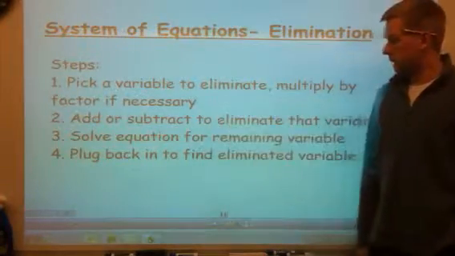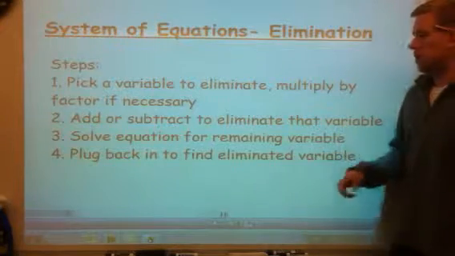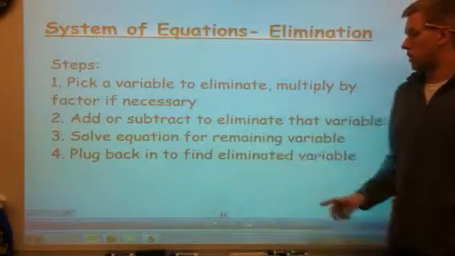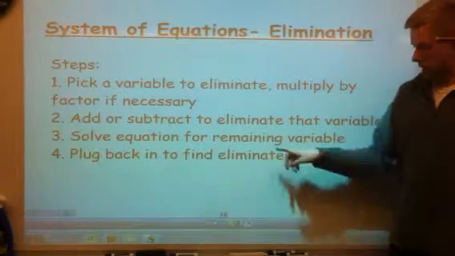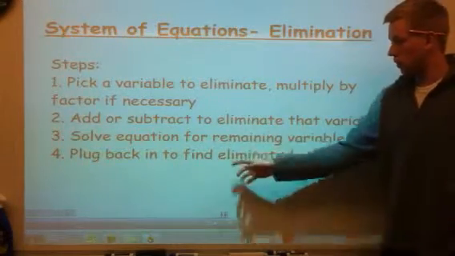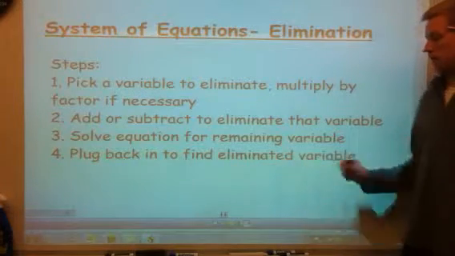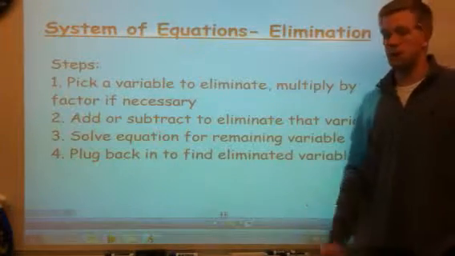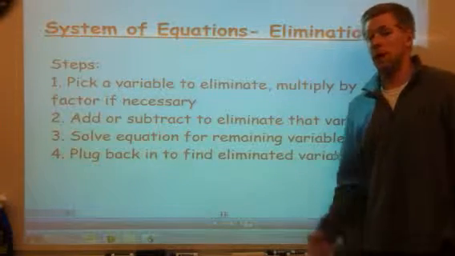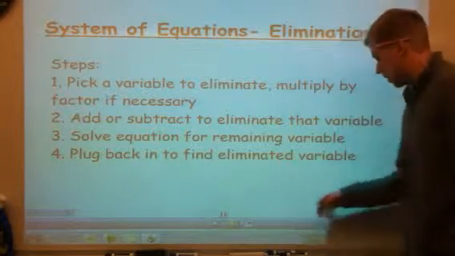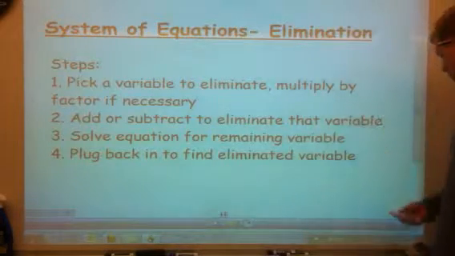Second step, add or subtract to eliminate that variable. Third step, solve the equation for the remaining variable. So after you eliminate it, you should have one remaining. You solve for that. Then you plug that one that you solved for back in to find the eliminated variable. Then we always write our answer as an ordered pair, or if it's a word problem, we need to answer the question in the problem. All right, so let's go through some of these examples.